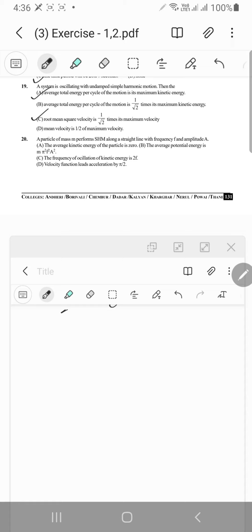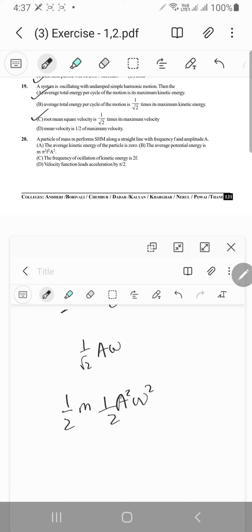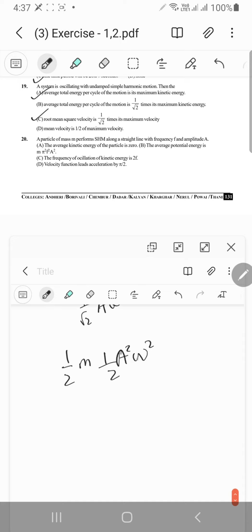We did figure out what this thing is, right? So 1 by square root 2 times a omega, that was the root mean velocity, right? So the average kinetic energy is just half m into root mean velocity squared. Yeah, that would be correct. So it's half m v squared, so 1 upon 2 a squared omega squared. In this case, omega is like f, so okay.